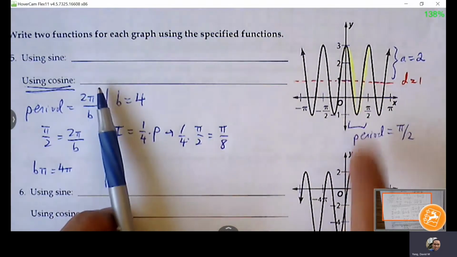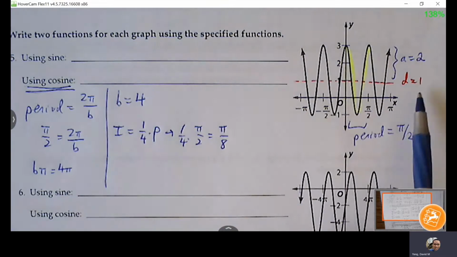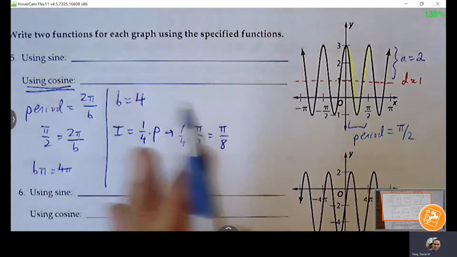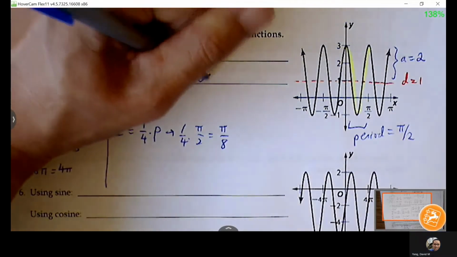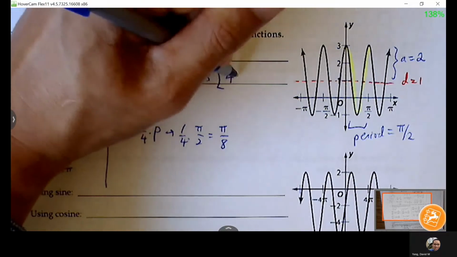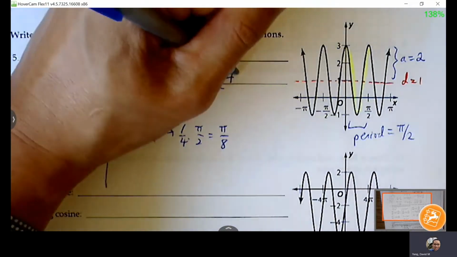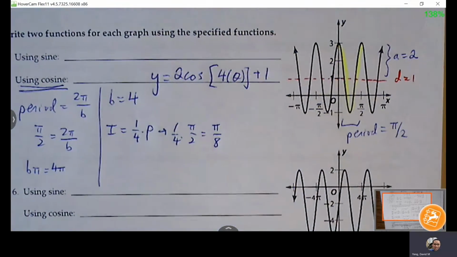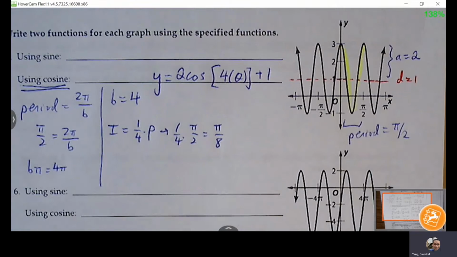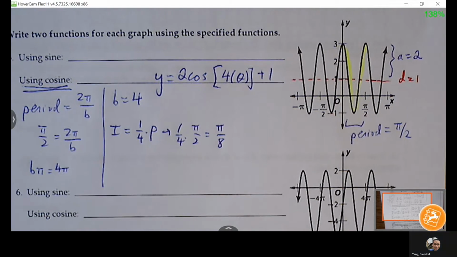Okay, so let's write our cosine equation. We have our a value, our d value, we have our b value. We know there's no shift, so that makes it a little bit easier to create. Sorry, we didn't need this bracket here. Okay, so y equals 2 cosine of 4 theta plus 1. There's no C value, there's no shift, because the graph is already centered right where we would expect cosine to be. Okay, so any questions with cosine?